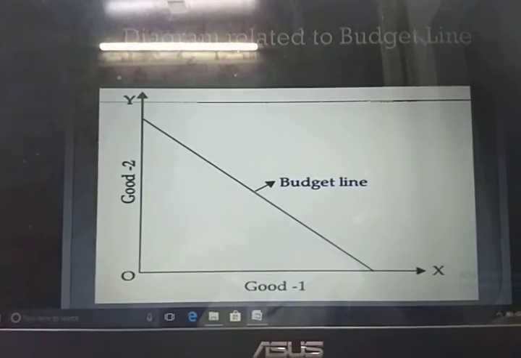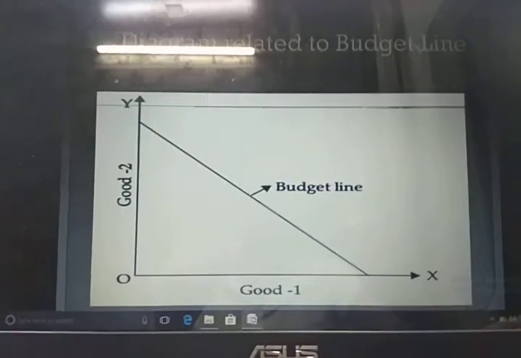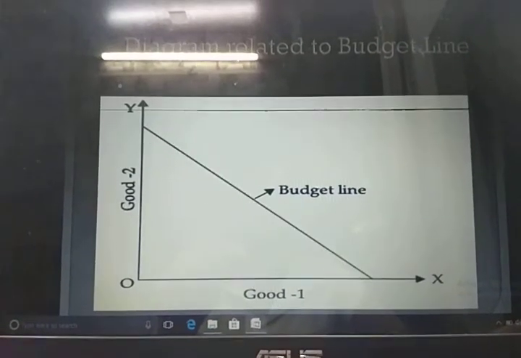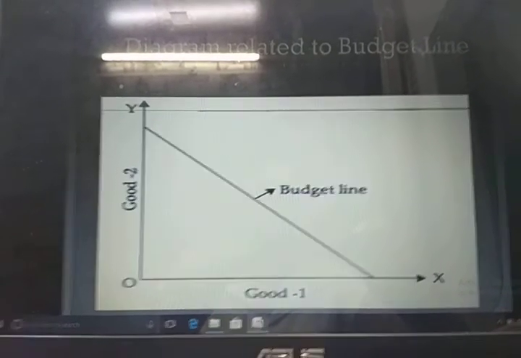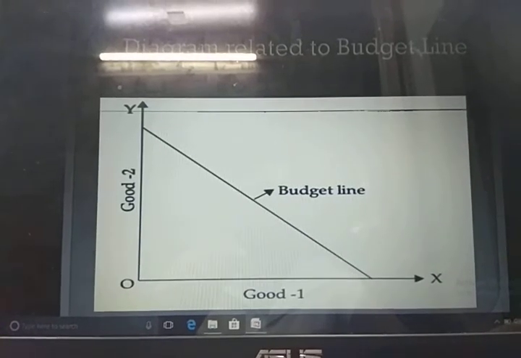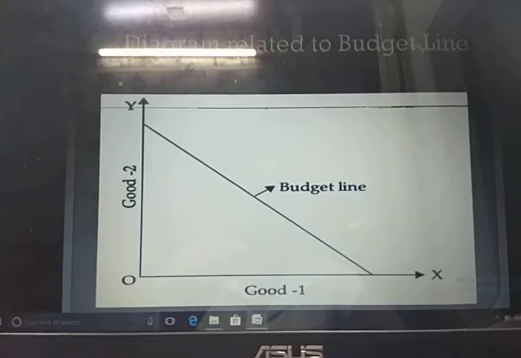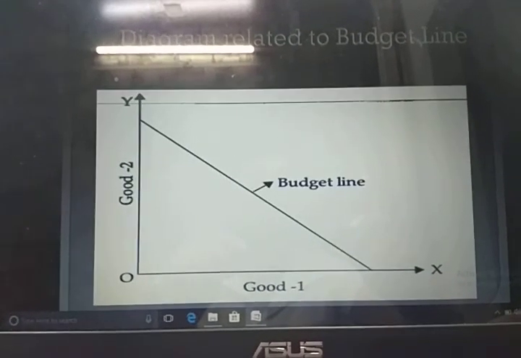Now in the next session, I'm going to tell you about the changes in budget line, as well as explain the equilibrium part.